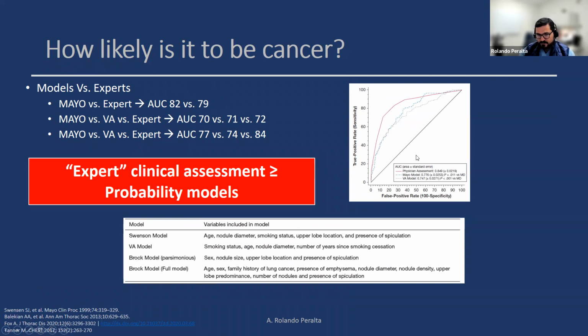So these were models and these were physician assessments, okay? Expert clinical assessment is probably the same or perhaps even better than models. And I'm not surprised to read that, because the same variables that you put into a risk model are the ones that you're assessing as a clinician, right? You're assessing age, smoking history, location, size of the nodule. You're assessing the same things.